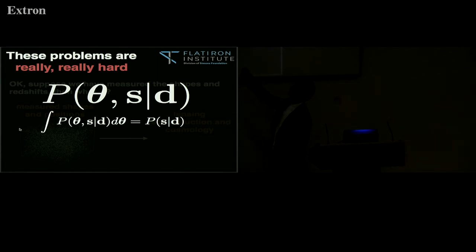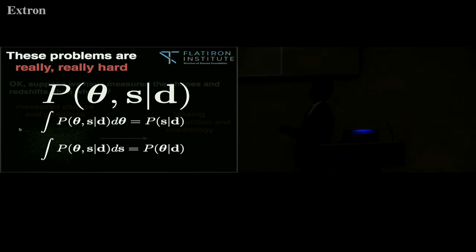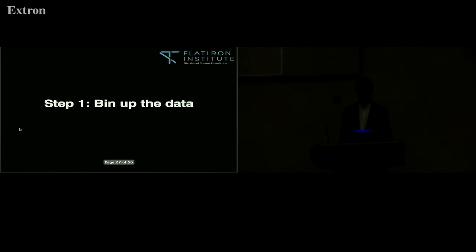And then you have this guy, the probability of your distortion field, the true thing, given the data. This is everything that you know about the lensing field in your survey. And likewise, if you only care about the cosmological parameters, like most of us, then you just marginalize out the distortion field, and voila. So how do we get this thing?